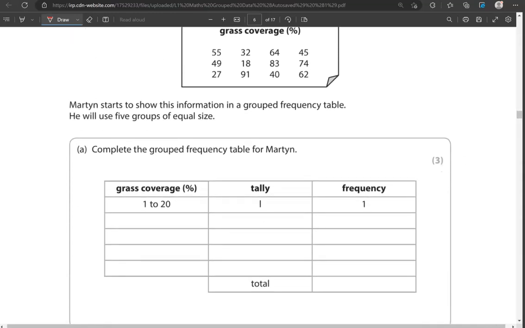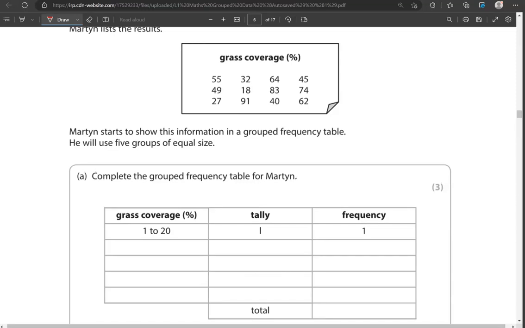So we've got grass coverage in percentage 1 to 20. So that is just one of them. Then we have 21 to 40. Then 41 to 60, 61 to 80, 81 to 100.